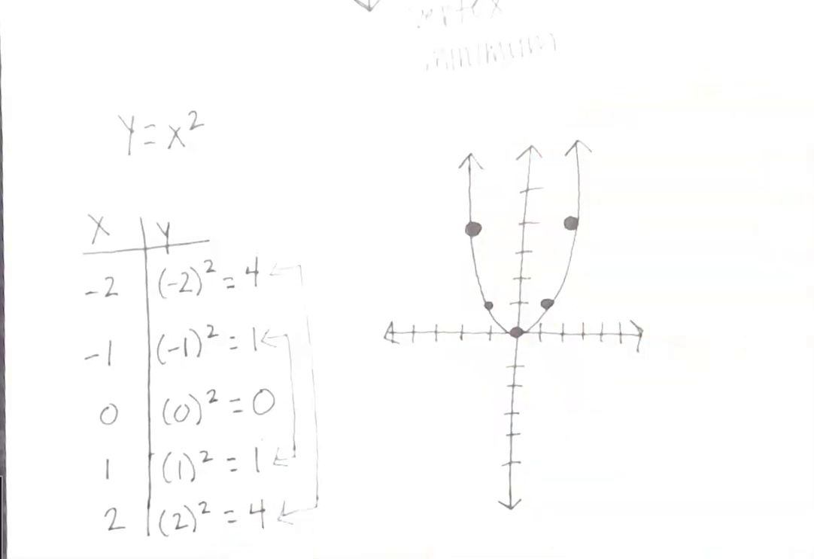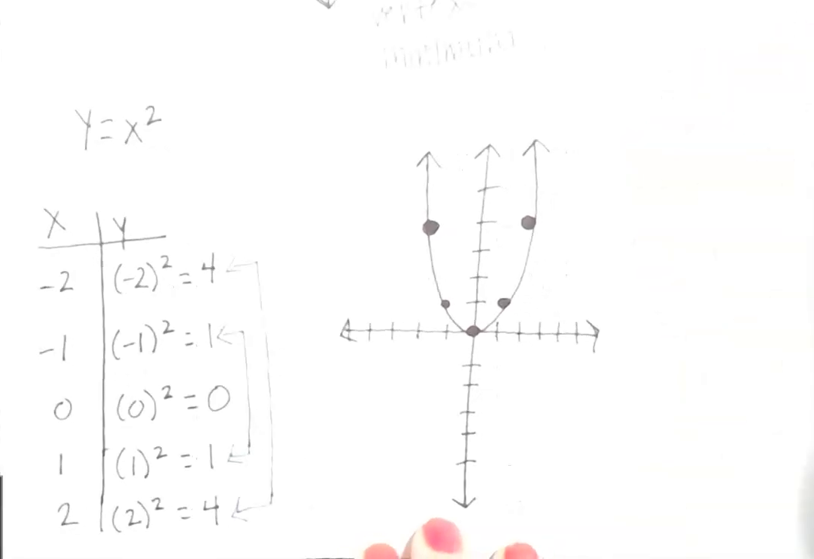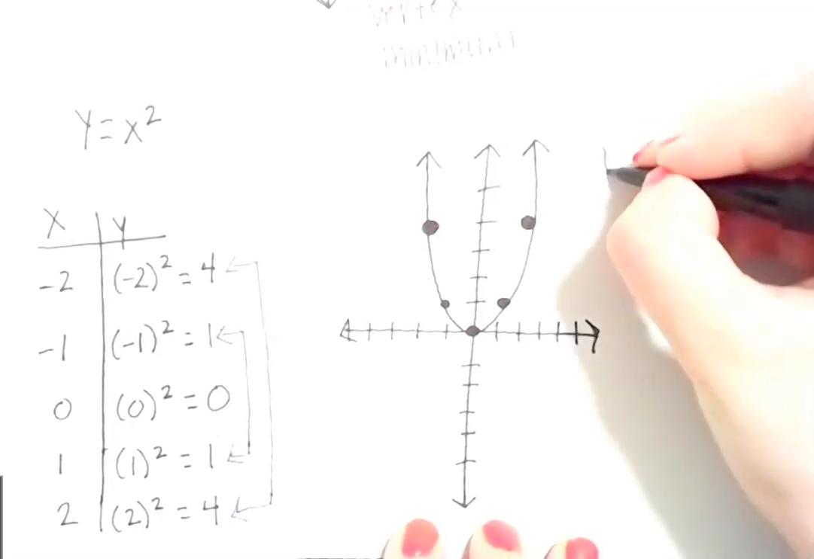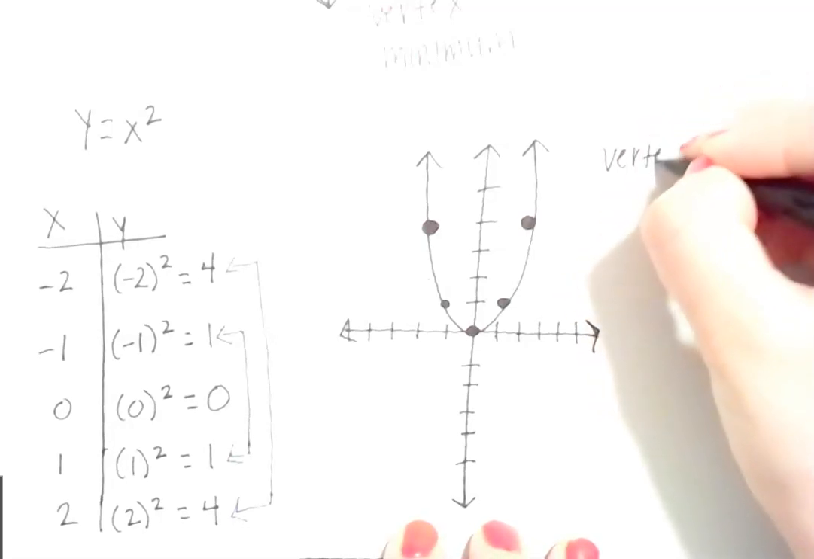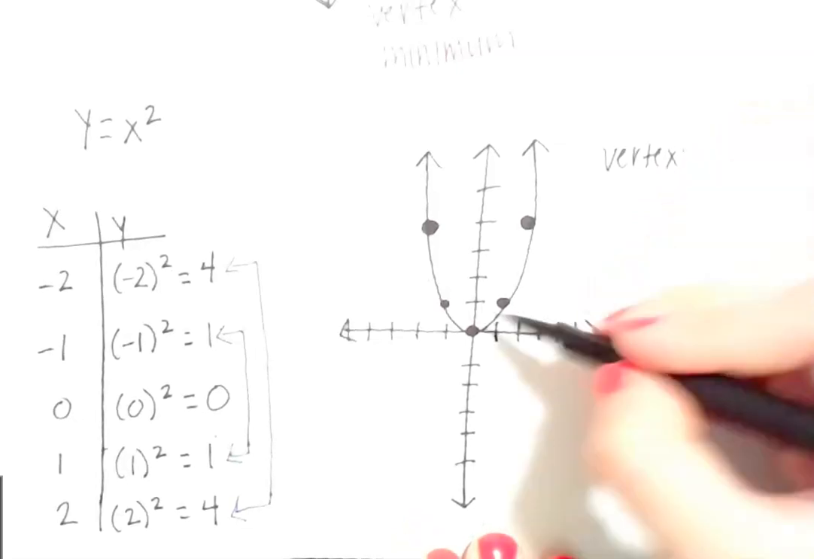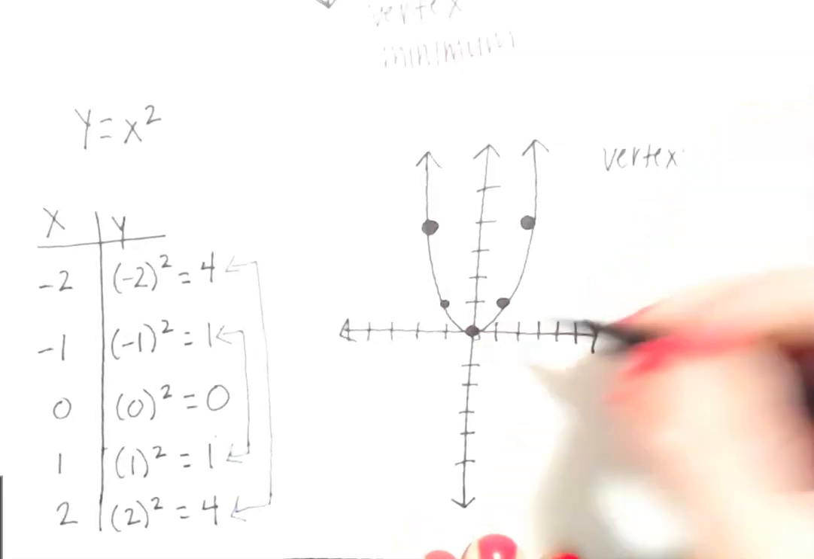There we go. Looks pretty good to me. Okay, now we're just going to answer our typical questions we normally would for our parabola. So what is our vertex? The point where it changes direction is right here. So that's 0, 0.